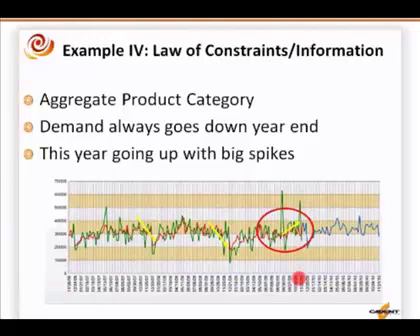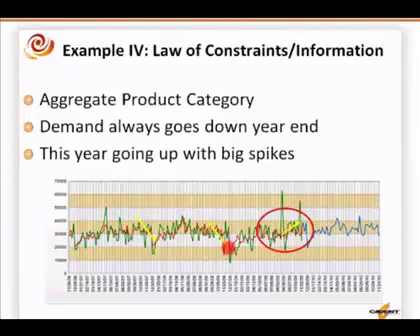Example 4 is more of an example of the law of constraints and information. Let's look at an aggregate product category. This is a company that Cadent Resources works with now, and this is an output from our demand caster software. Every year, if you look at 2007, demand goes down. 2008, demand goes down further. The green is the actual, the red is the forecast, the blue is the forecast into the future.